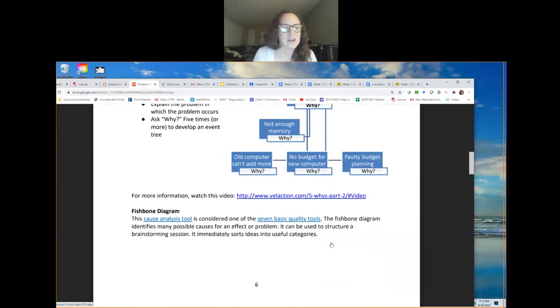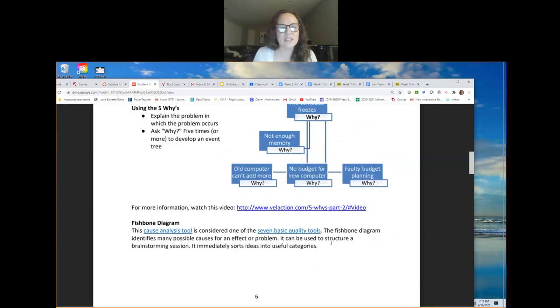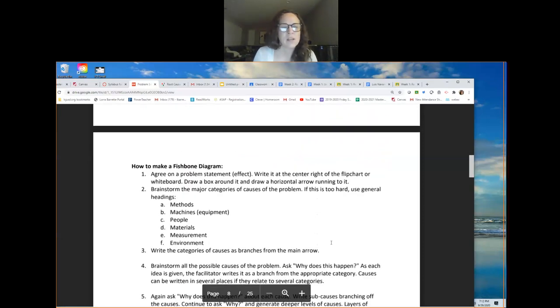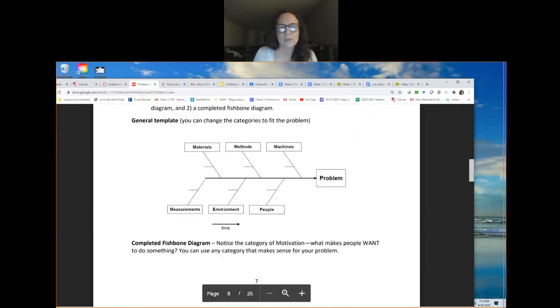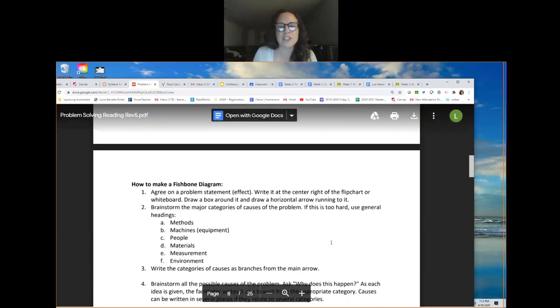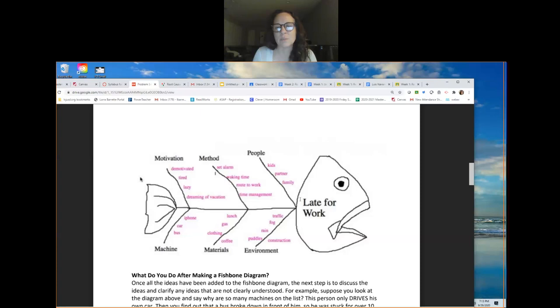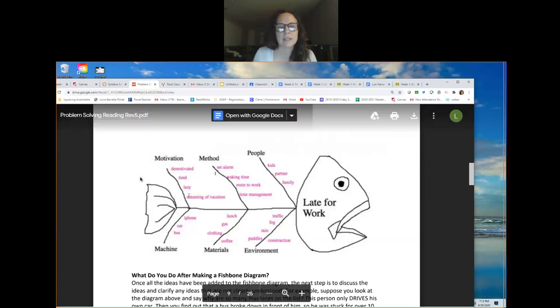Just kidding. Okay, so here's another technique that Professor Ian Yellow talks about in her reading materials. It's called a fishbone diagram. So here's a fish, and at the head of the fish is a problem: you got to work late. And then on each one of the fish's bones are all of the reasons that you got to work late.